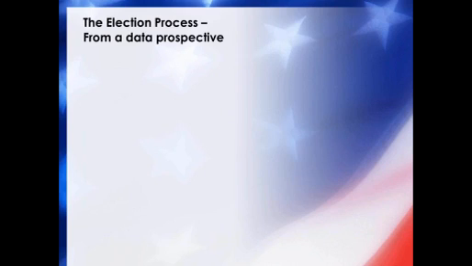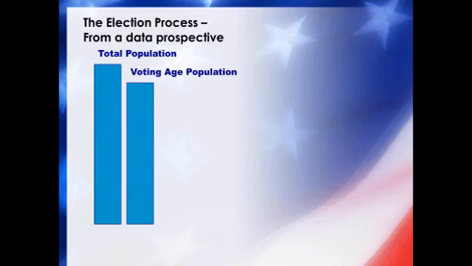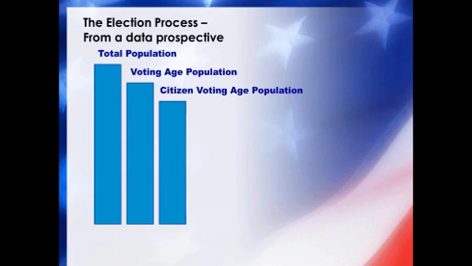One of the things that also you need to be aware of from a data perspective is the elections process and how this changes. Next one. Indeed, if we look at total population from an election process, well, certainly you have total population, but not everyone can vote. Indeed, the next slide shows that you have to be a voting age population. And not everyone of voting age can vote. Indeed, next one, you have to be a citizen in this country to vote. Not all citizens of voting age can vote.